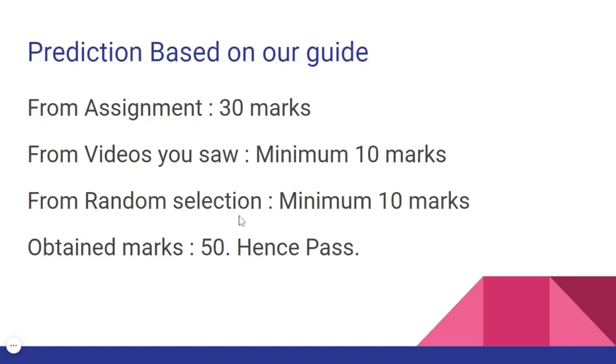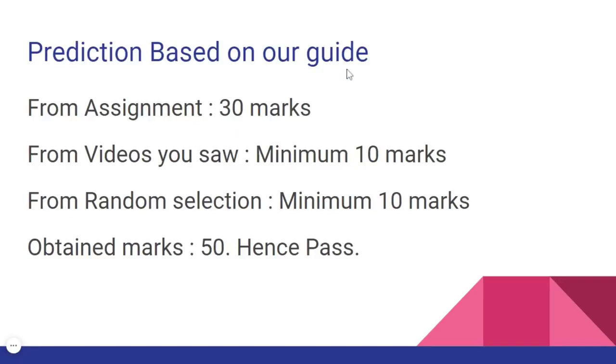From random selection, let's say you have attempted only 40 questions which you know. These two come under those 40 questions. The remaining 60 questions you don't know. You just randomly select your options for all the 60 questions. By luck, you will definitely get a minimum of 10 marks from that. From all the 60 questions you randomly attempted, you will definitely get 10 questions correct. Minimum 10. If you are lucky, you might get 30 plus as well.